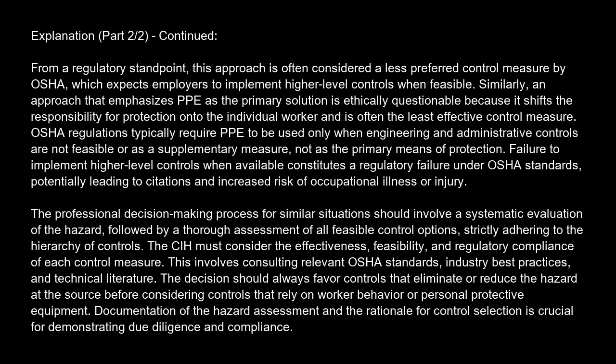The professional decision-making process for similar situations should involve a systematic evaluation of the hazard, followed by a thorough assessment of all feasible control options, strictly adhering to the hierarchy of controls. The CIH must consider the effectiveness, feasibility, and regulatory compliance of each control measure. This involves consulting relevant OSHA standards, industry best practices, and technical literature. The decision should always favor controls that eliminate or reduce the hazard at the source before considering controls that rely on worker behavior or personal protective equipment. Documentation of the hazard assessment and the rationale for control selection is crucial for demonstrating due diligence and compliance.